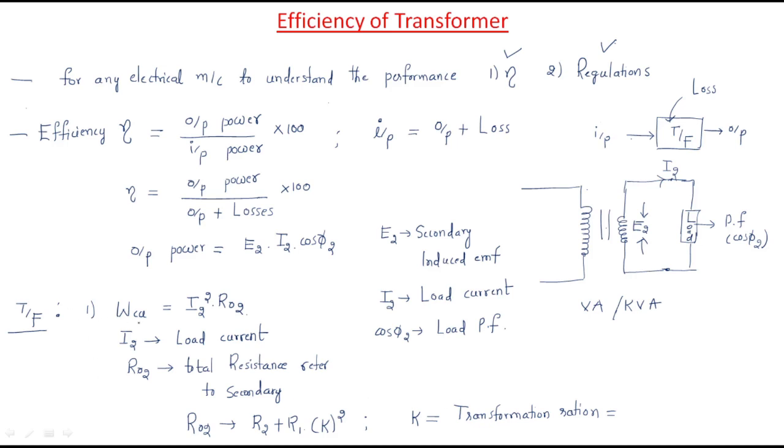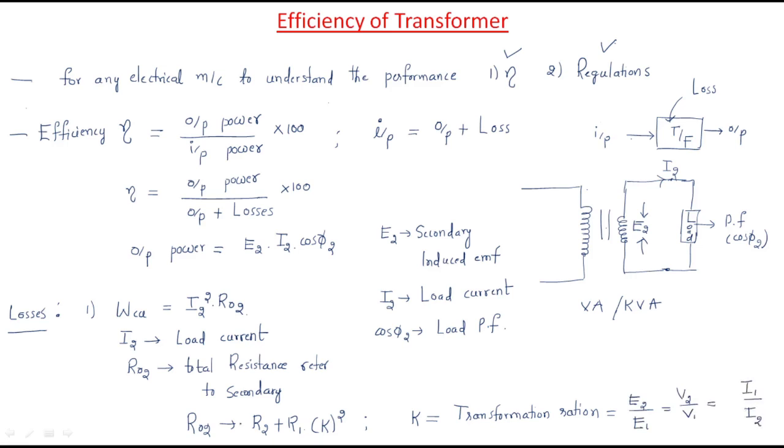This is about the transformer copper loss. It will give the information of copper loss. And you know this is E2 by E1 or V2 by V1 or I1 by I2.